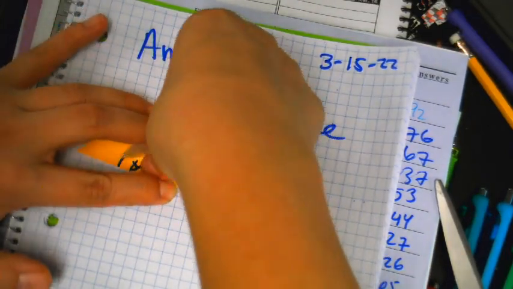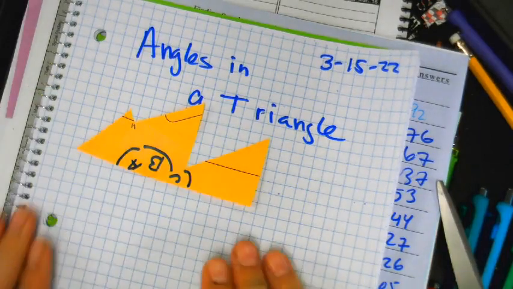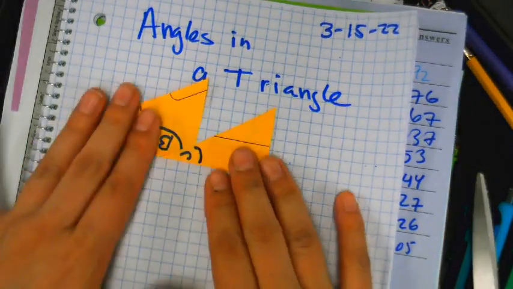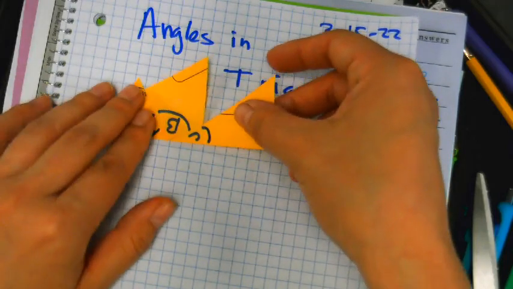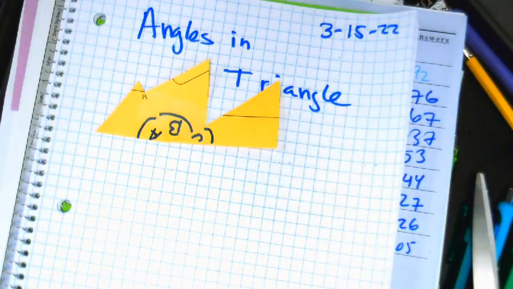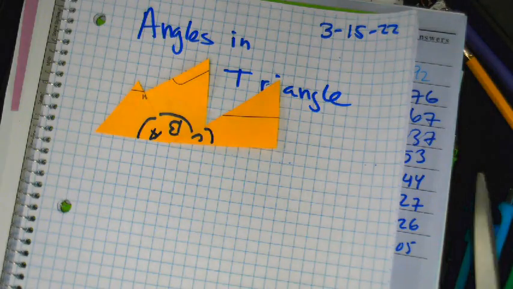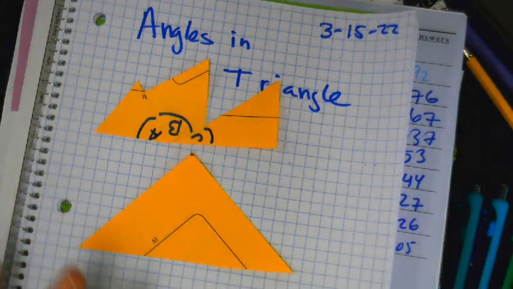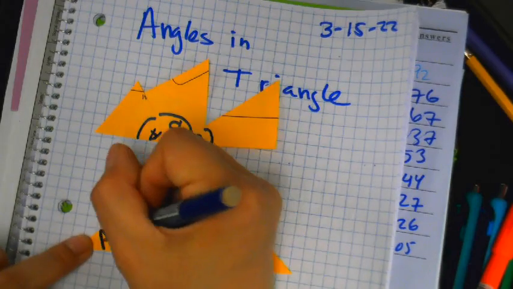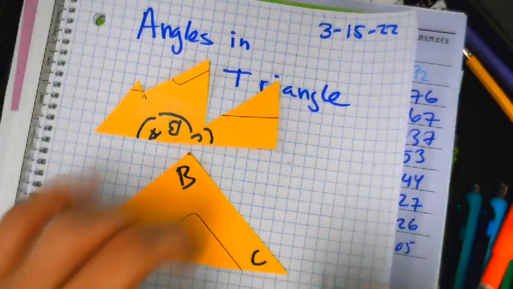Put a little piece of tape here. Do you see how they form a straight line? So it started off, I'll do it again. It started off with something that looked like this, right? And then I called this one A, B, C, right? Something like that, right?